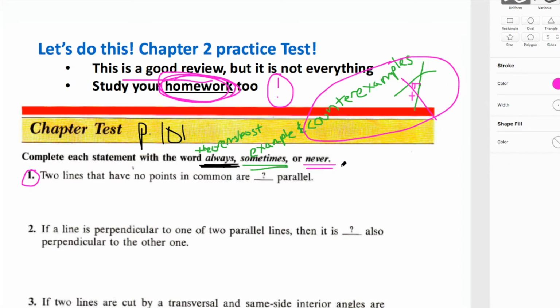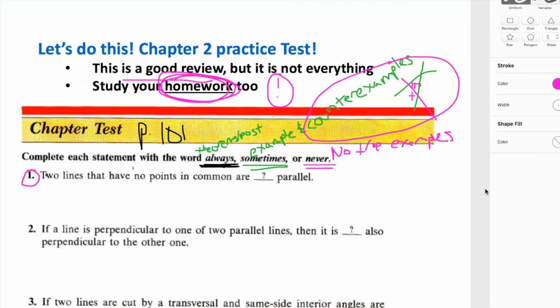Never true are just statements where you can't think of any true examples, right? No true examples. So it's only counterexamples, really. So that being said, let's see if this helps out with number 1 right here, okay?